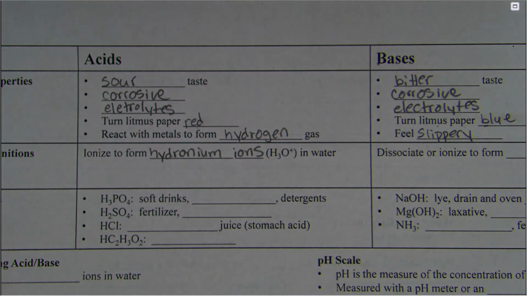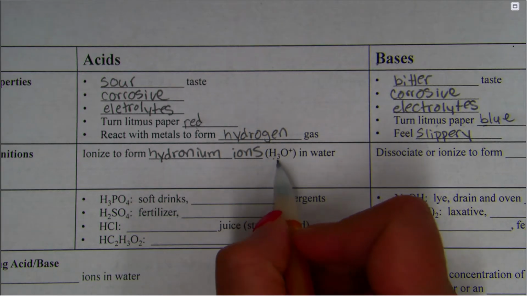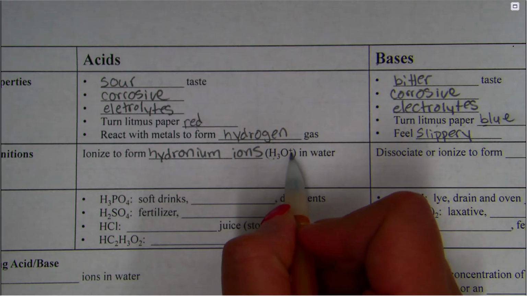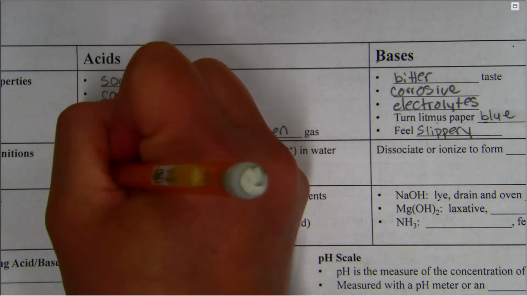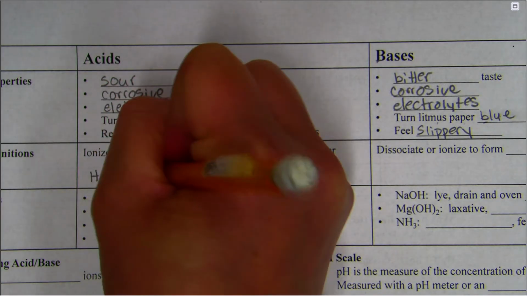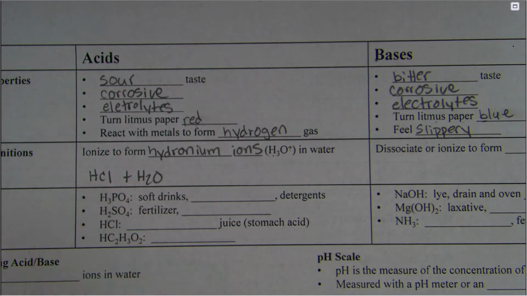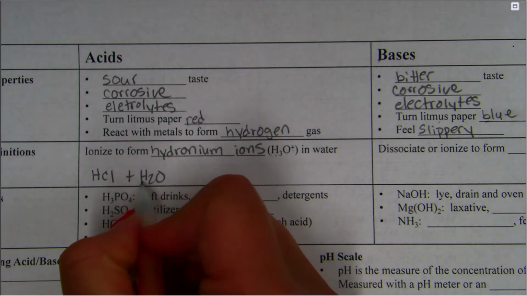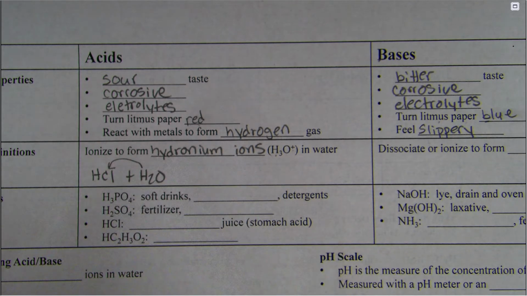So what in the world is a hydronium ion? A hydronium ion has the formula H3O+. So let's look at an example. If I have hydrochloric acid and I put it in water, now hydrochloric acid is a strong acid, so it's going to 100% ionize.